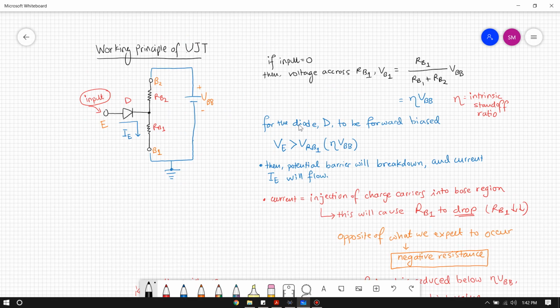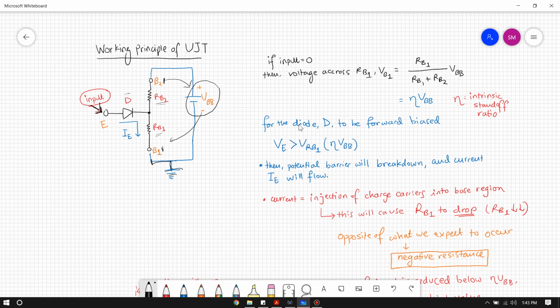So how does this UJT function? Okay, so let's say this is our equivalent circuit of the UJT, right? So we have our RB2, we have our RB1, we have the diode for the emitter side. What we normally do is we supply the input through the emitter side. Okay, so this is where we insert the input, and we bias the two bases. So we bias base 2 and base 1 with the voltage VBB. Okay, we bias it in such a way that B2 is positive with respect to B1. Okay, and we connect the B1 terminal to the ground.